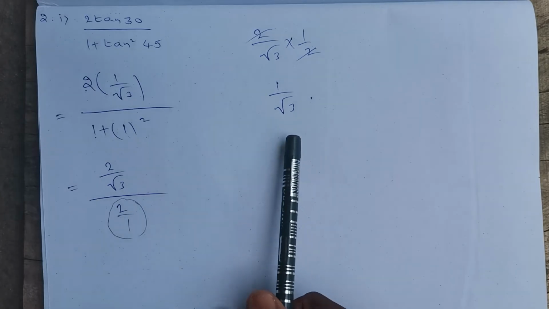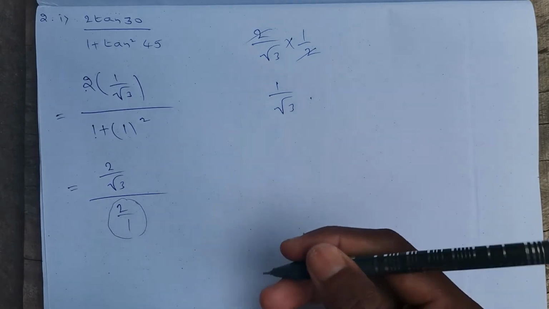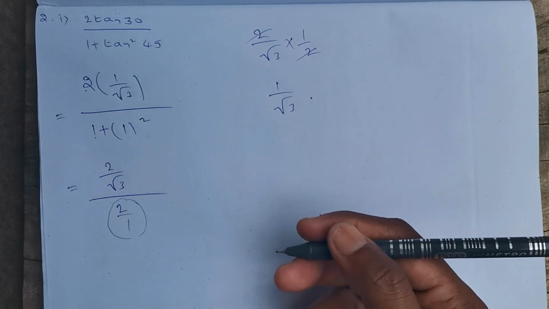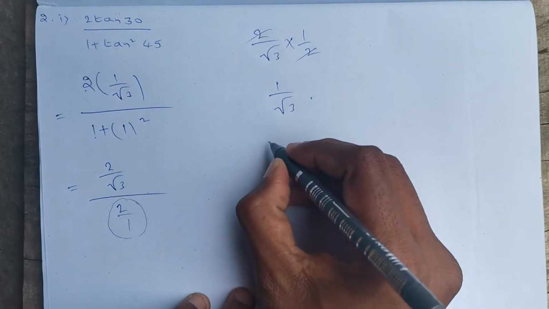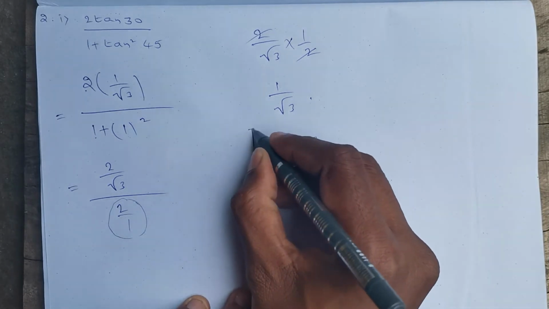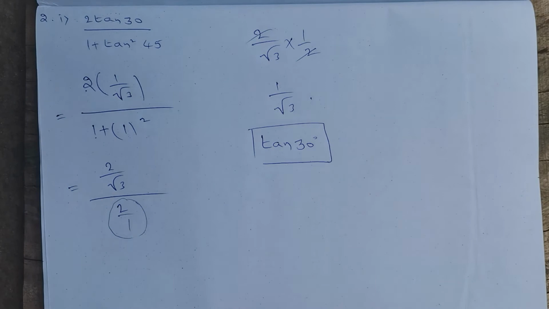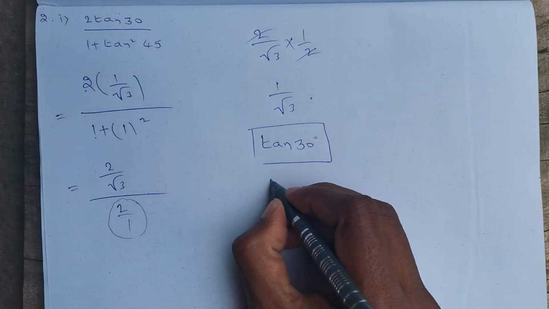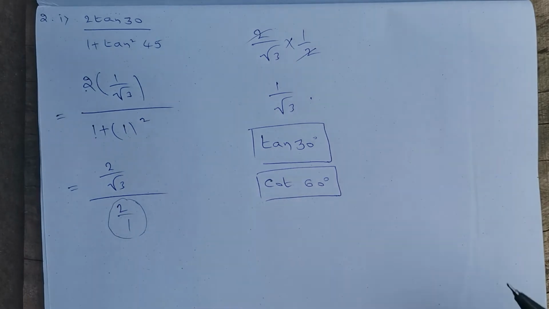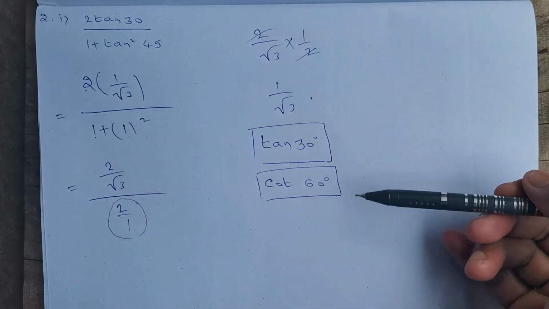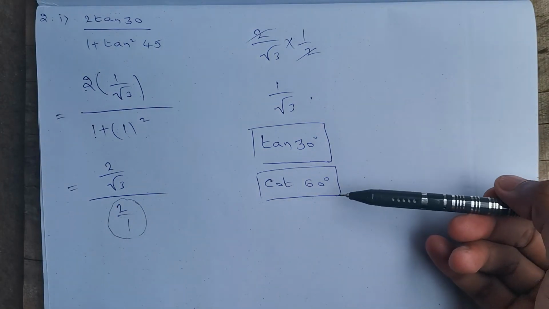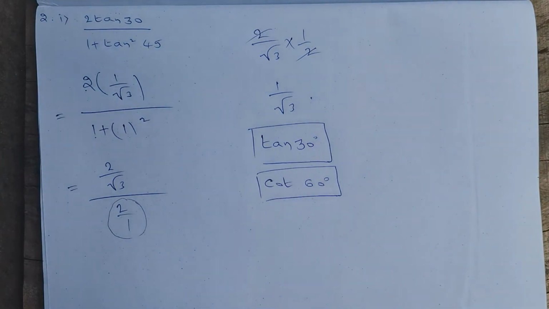So 1 by root 3, which trigonometric ratio will satisfy this value as 1 divided by root 3? That is nothing but tan 30, because tan 30 value is 1 by root 3. In the same way cot 60 also, because cot 60 value is also 1 by root 3 only. So out of these two, which one is available, that will be the correct option, either tan 30 or else cot 60.